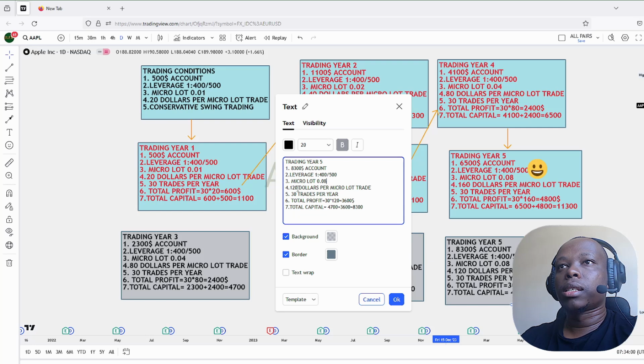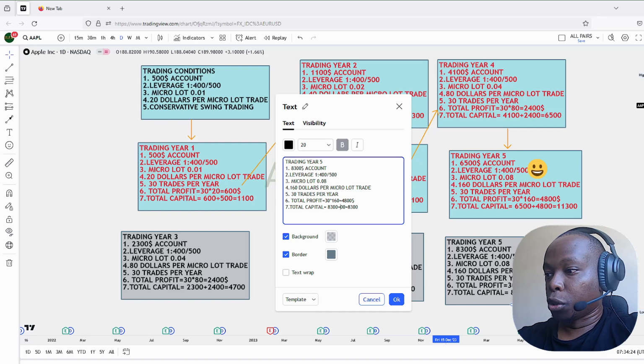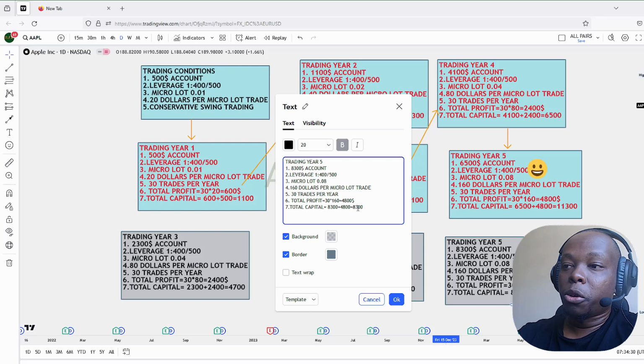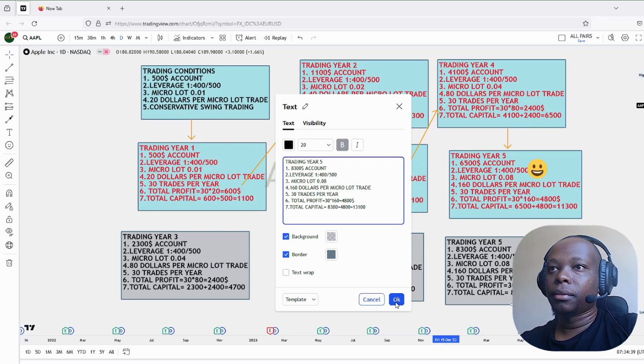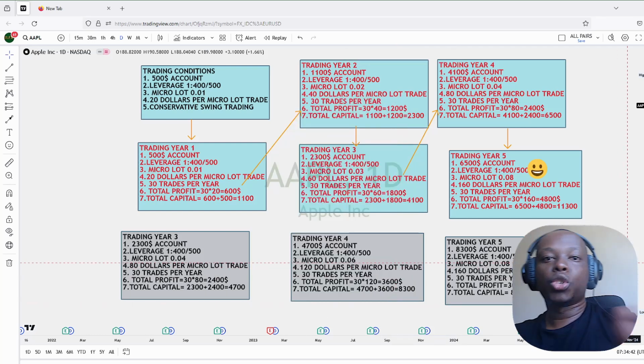So we are going to do $160 per trade, 30 trades per year. So 30 times 160 is 4,800. So we started with 8,300 plus 4,800. So guess how much that is? 8 plus 4 will be 12,000. 12,000 plus 1,100 is 13,100. So, ladies and gentlemen, this is where we'd be at.